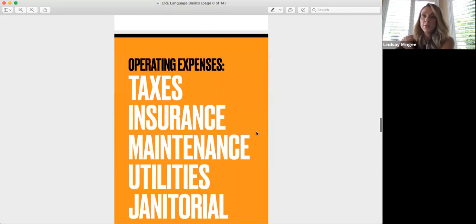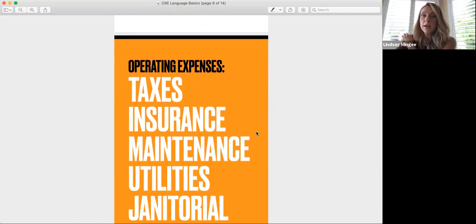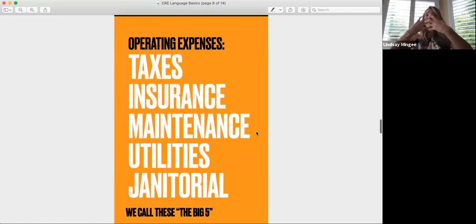Moving on to some more terms that we talk about a lot in commercial real estate. When you own a building, there are costs to owning that building.